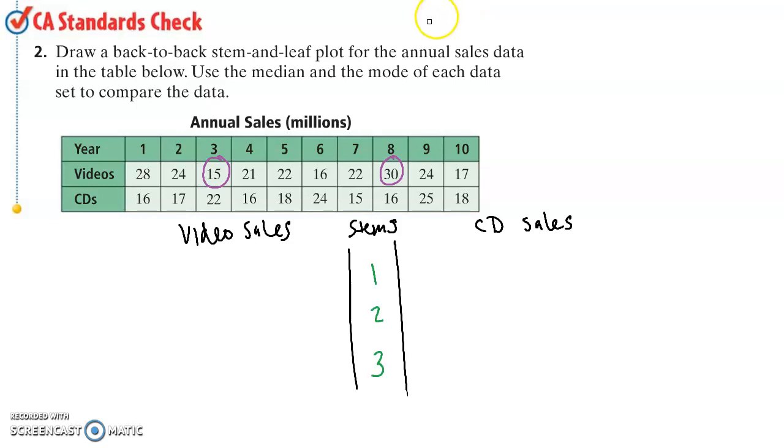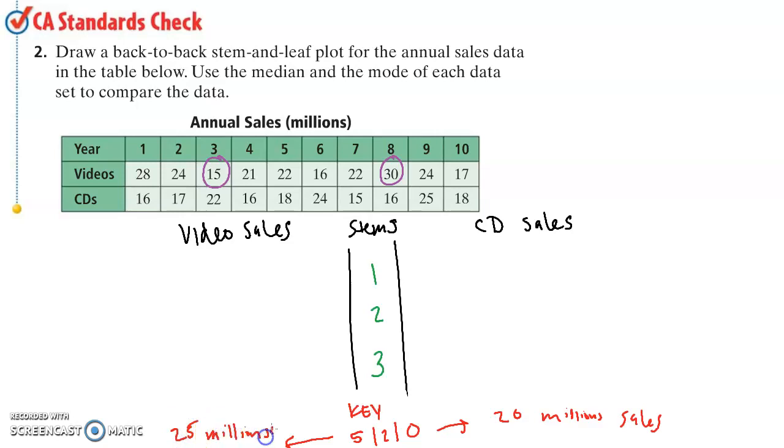Now I have to decide what my key is going to be. Or I could just make an example of this. Let's say here is my key. If this number in the middle is, I'm just going to make up a number, 20 and then 5, then this means 20 million sales. And this would mean 25 million sales. Kind of smushed, but that's what it means.